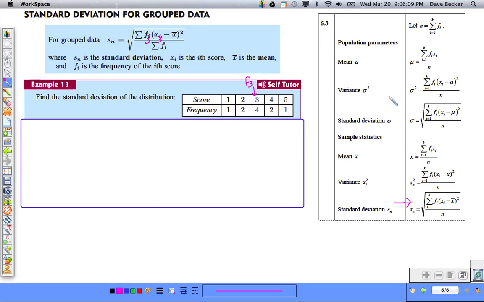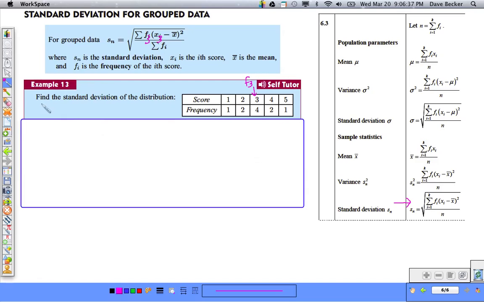What are the differences? Very simple. Only the mean: here the mean is represented by mu, and here it's represented by x bar. And then the variance and standard deviation for the population are represented by sigma or sigma squared. And here it's S sub n or S sub n squared. Exact same formulas. Okay.